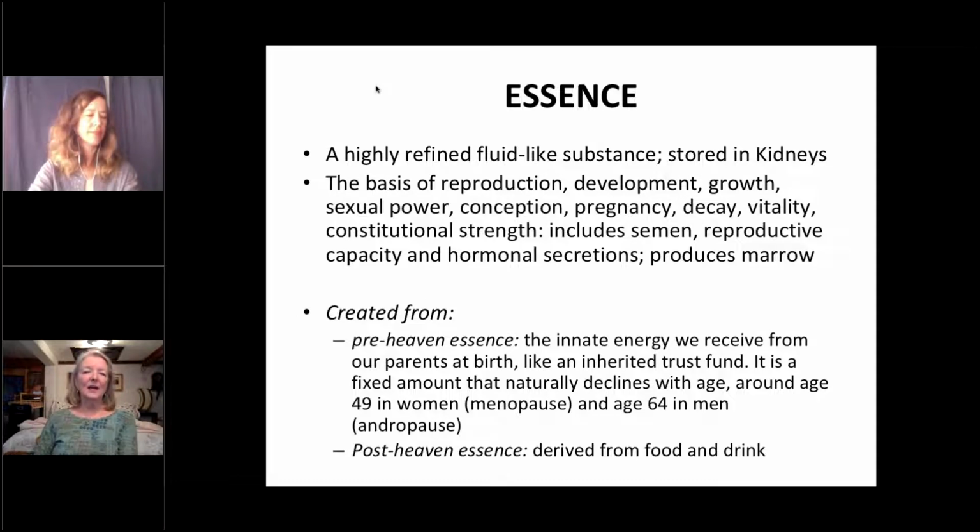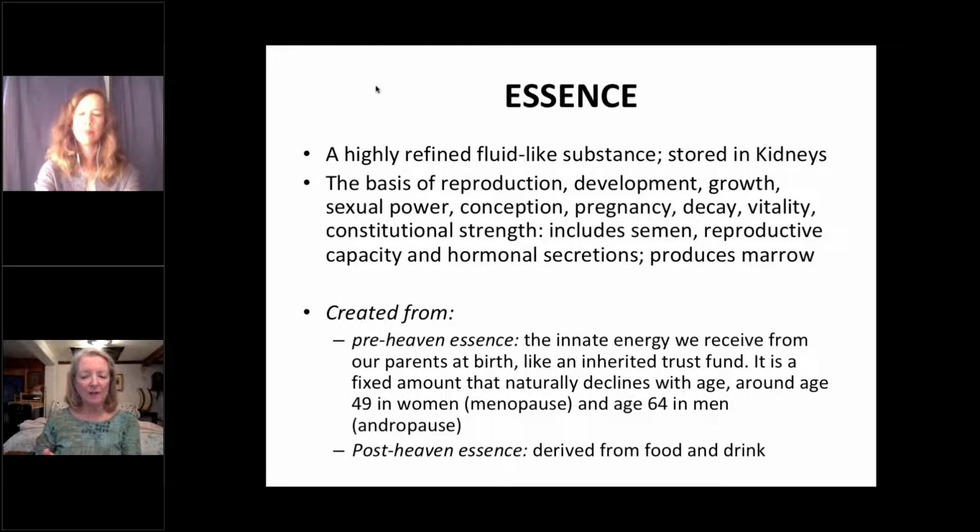Essence. Okay, essence is highly refined. It's a fluid-like substance that's stored in the kidneys. The kidney adrenals are a unit in Chinese medicine. Chinese don't talk about adrenals, but they sit right on top of the kidneys. They have many similar functions in terms of Chinese medicine and their patterns. So we call it the kidney adrenal complex, basically.